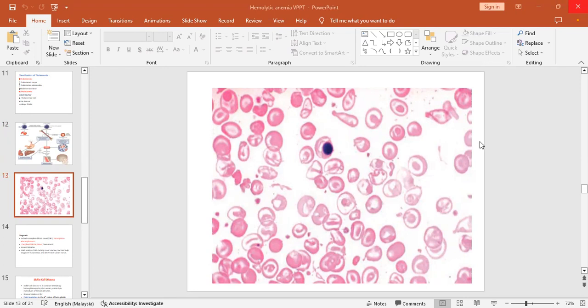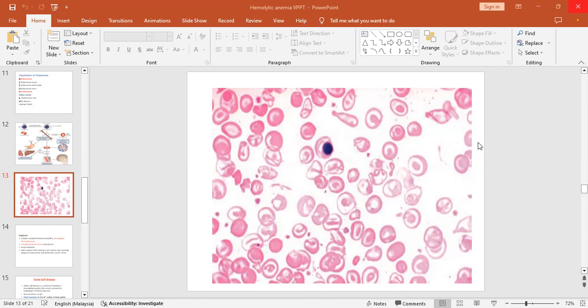Coming to the investigation parts in a case of thalassemia, there are different investigations which are done, which include complete blood count, peripheral smear, and other investigations. So here you can see a peripheral smear.